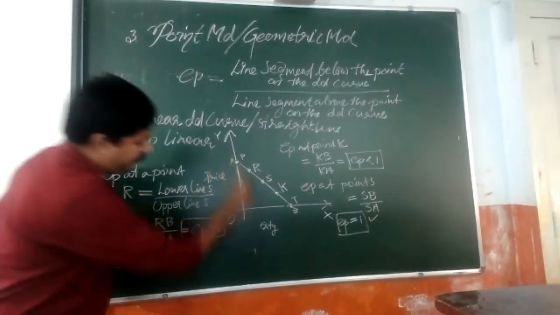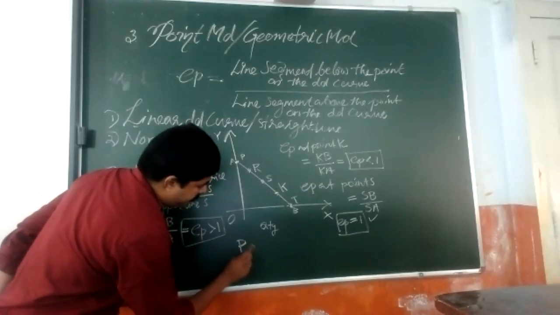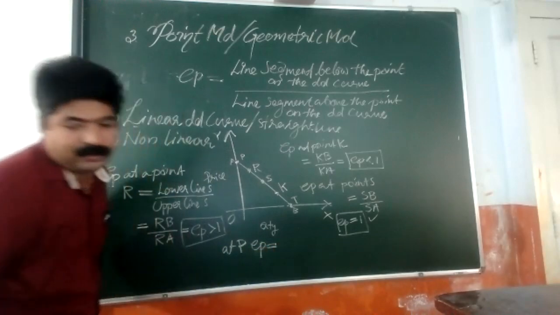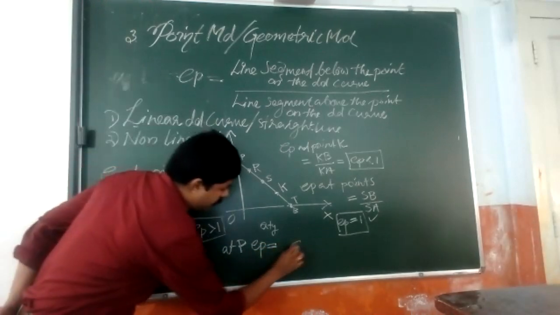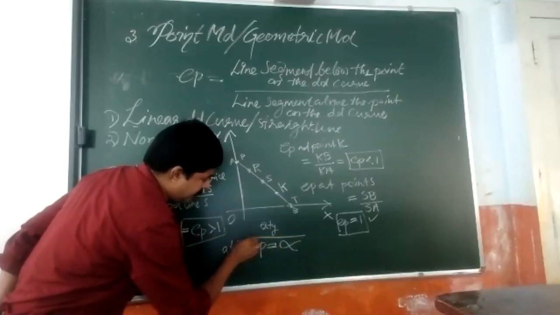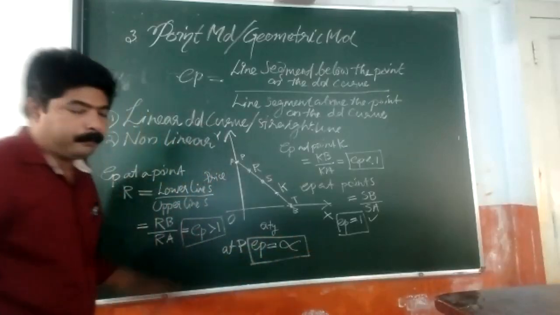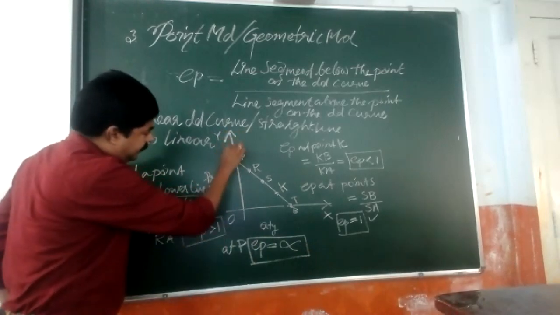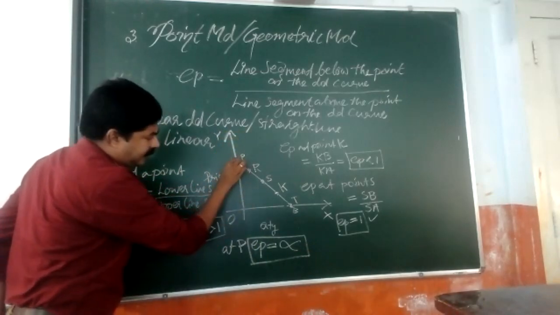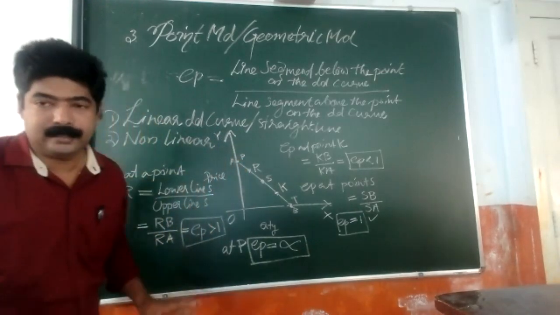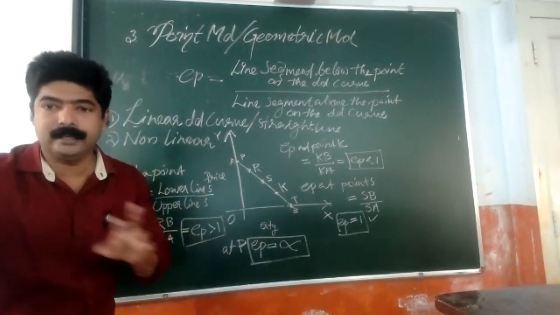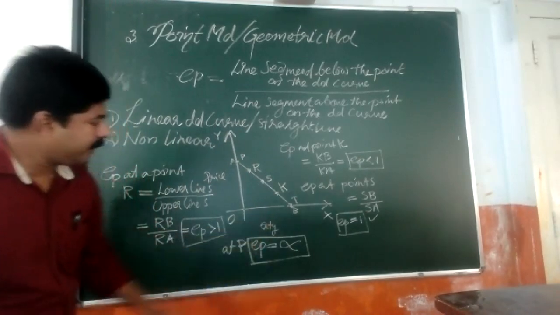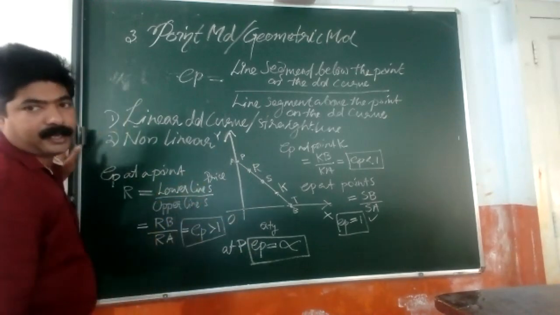The point is P. At point P, elasticity value is equal to infinity. Keep in mind, this is the elasticity value. The point where the demand curve touches the y-axis, this is the y-axis. If it touches the y-axis, keep in mind, the value is infinity.